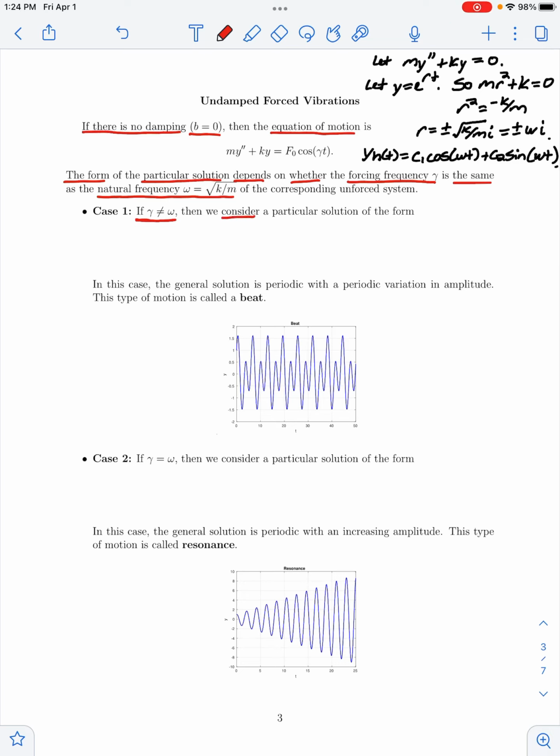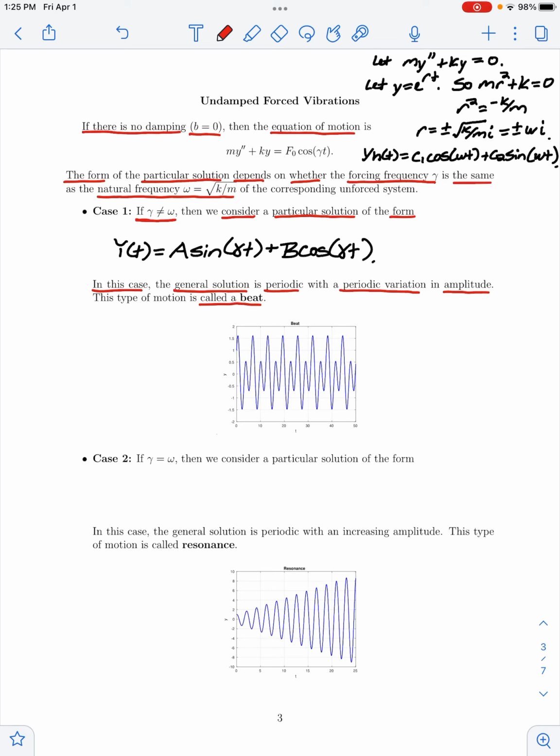So in this case, we would consider a particular solution of the form capital Y is equal to A times sine of gamma t plus B times cosine of gamma t. And in this case, our general solution, which would be the sum of our homogeneous and particular solution, is a periodic function which has a periodic variation in its amplitude. And this type of motion is what we call a beat.